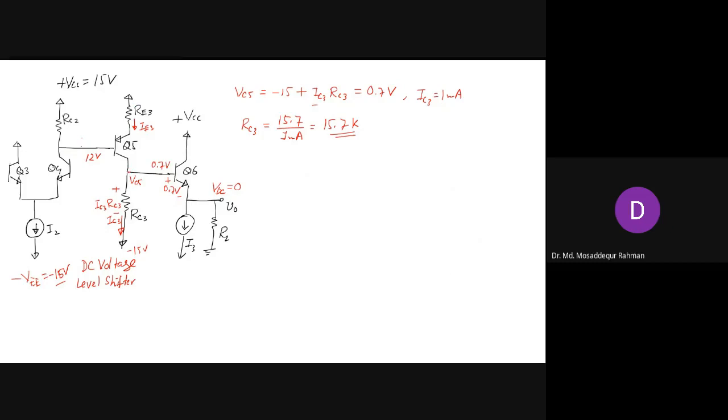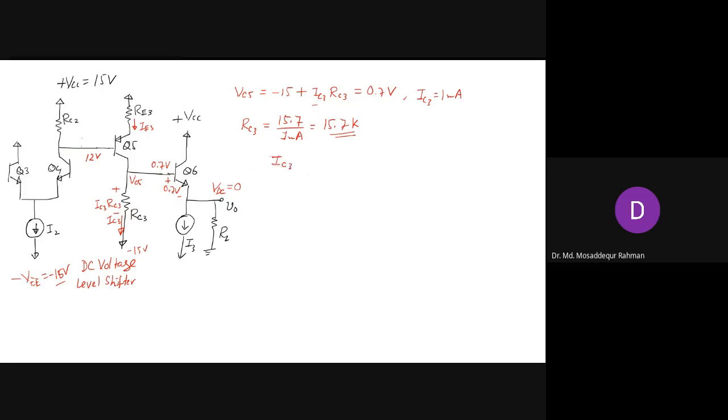And so that is fixed. Now we have assumed that IC3 is 1 milliampere, and now you have to ensure that it is 1 milliampere. How do you do that? How do you ensure the value for IC3? For that, we have to go to the emitter side of this transistor and see how IC3 is related to that, or how we can fix IC3 by designing the emitter side.